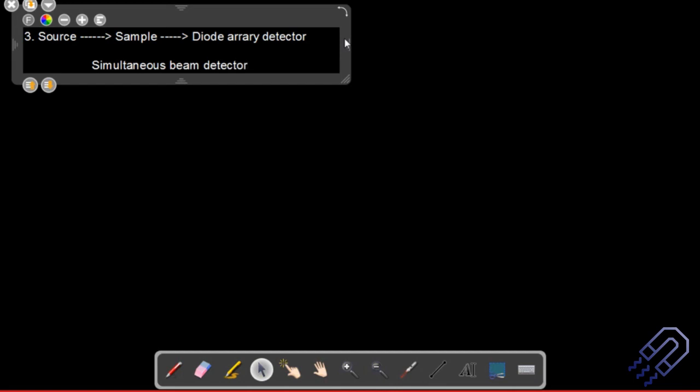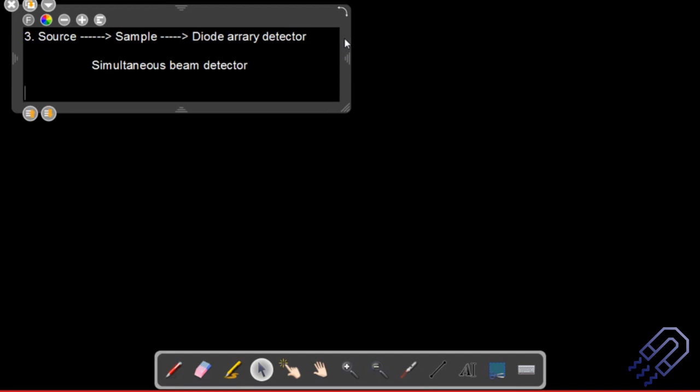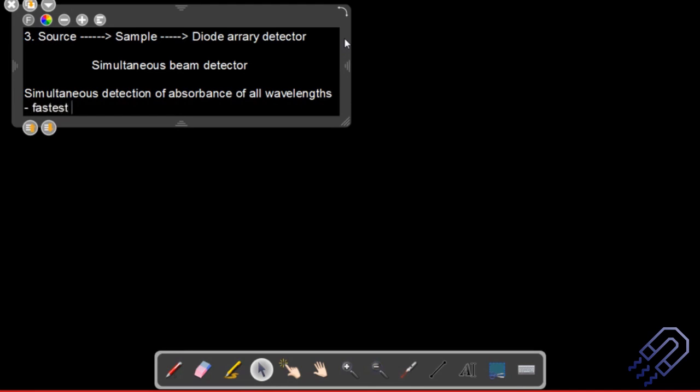So this simultaneous beam data is actually very efficient. Nowadays it's being used. Why? Because it is very fast. It gives the result very fast. And diodes are very good sensors in a way: detection of absorbance of all wavelengths. It can detect all wavelengths and separate them out very fast. So this is the fastest and most efficient, and this is actually used a lot. That's a very important thing to understand.